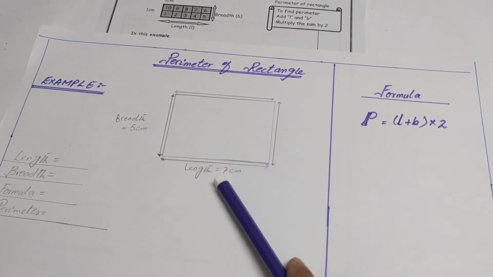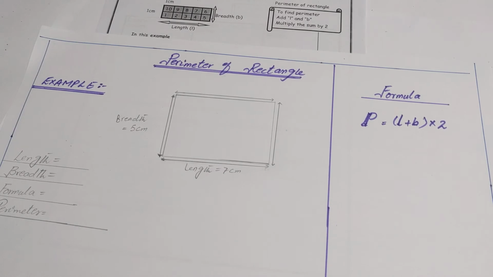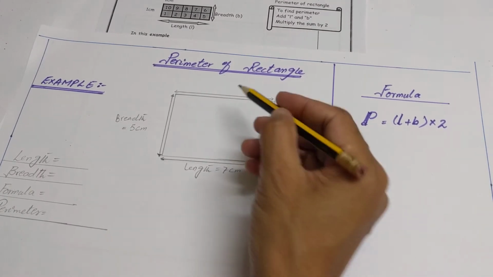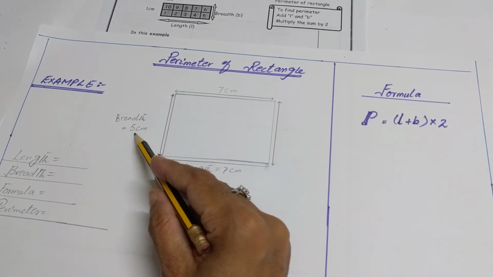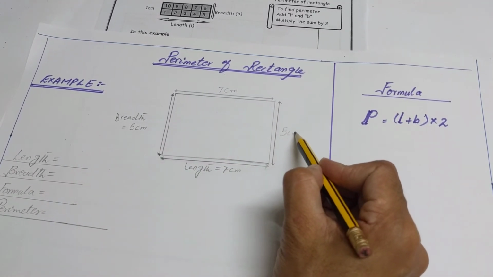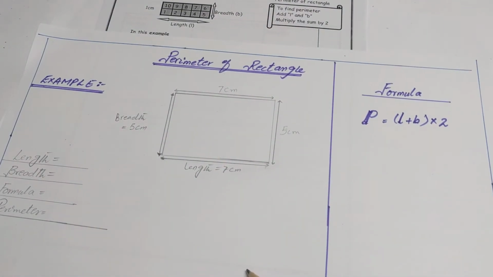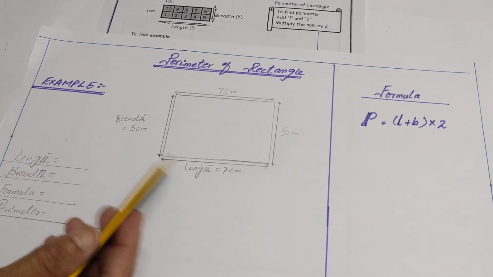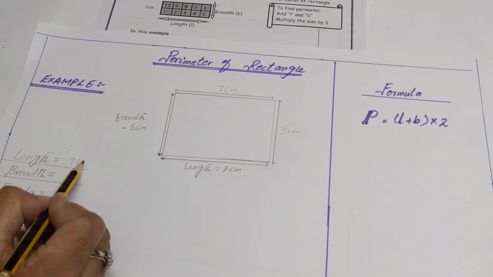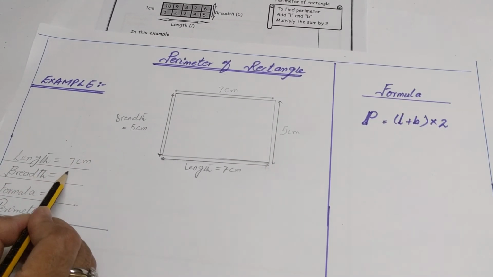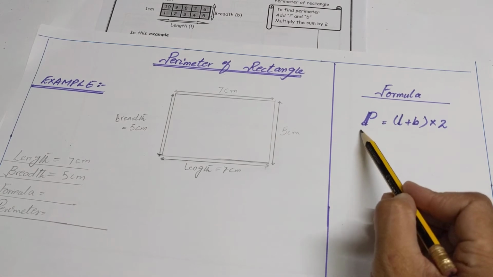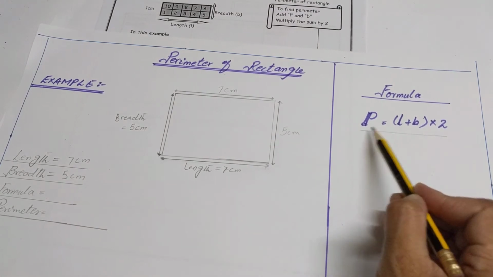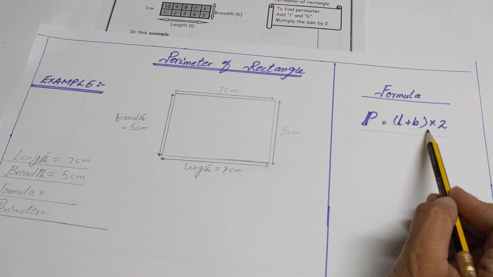Opposite sides are equal. It means if this length is 7, the other length will also be equal to 7 centimeter. If this breadth is 5, then the opposite side will also be equal to 5 centimeter. So what's the length of this rectangle? 7 centimeter. Breadth is 5 centimeter. What is the formula to calculate the perimeter of a rectangle? As I have already written it here, perimeter is equal to length plus breadth multiplied by 2.